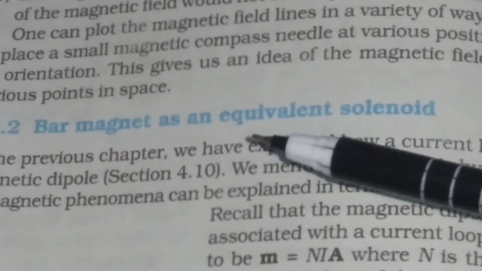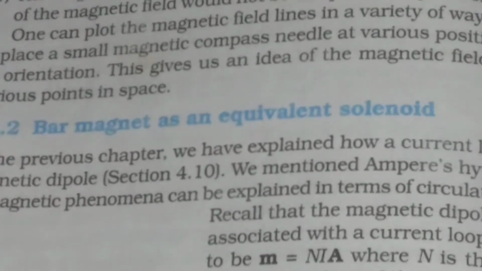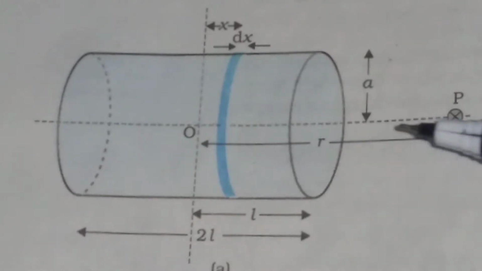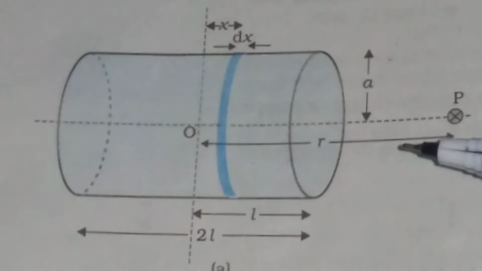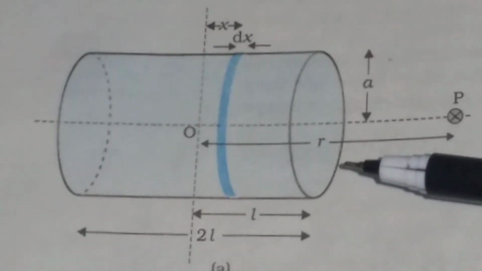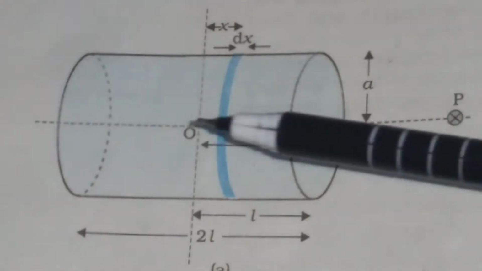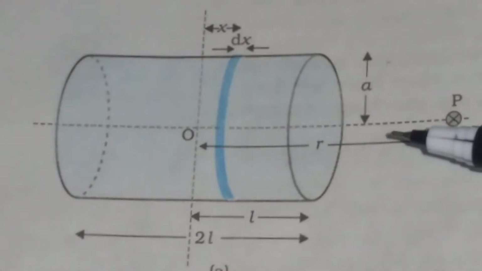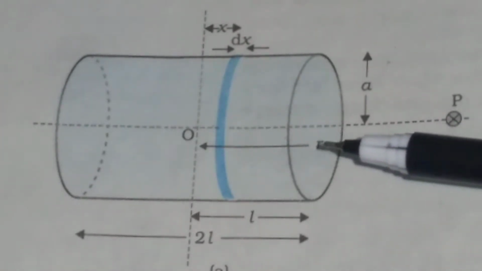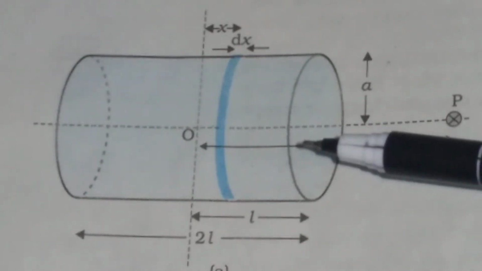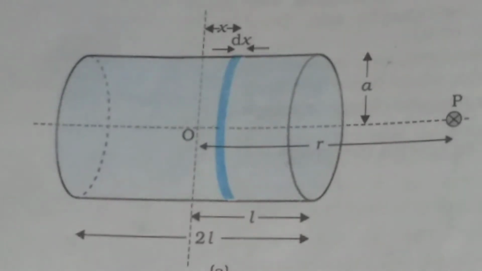Bar magnet as an equivalent solenoid. The magnetic field on the axis of a solenoid is equal to the magnetic field on the axial line of a bar magnet. This is a solenoid and this is the axis of the solenoid. The magnetic field on the axis of the solenoid can be equivalently treated as the magnetic field on the axial line of a bar magnet. Let us prove it.